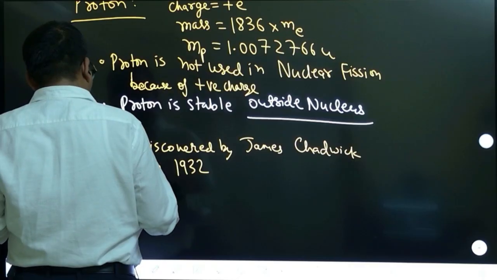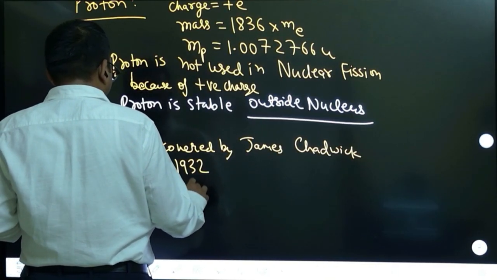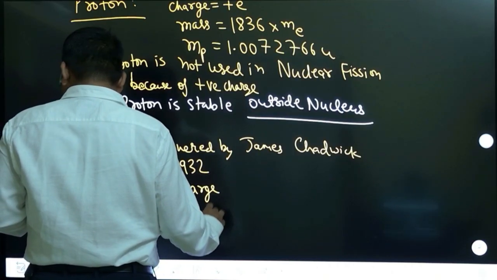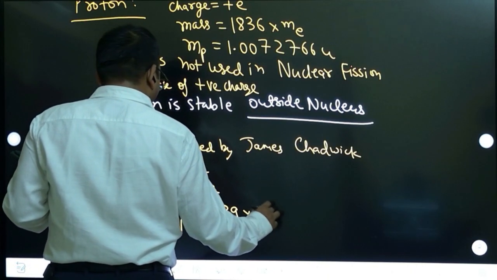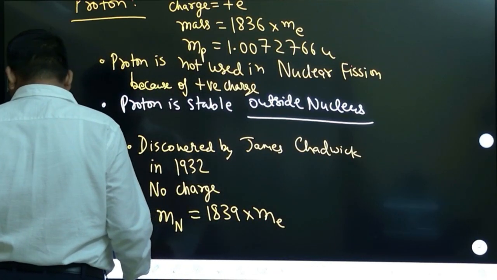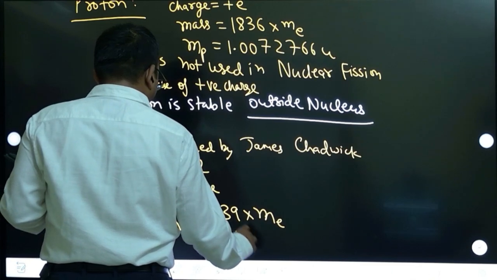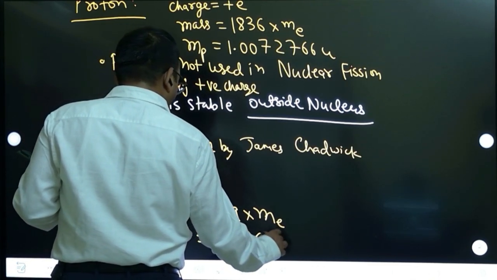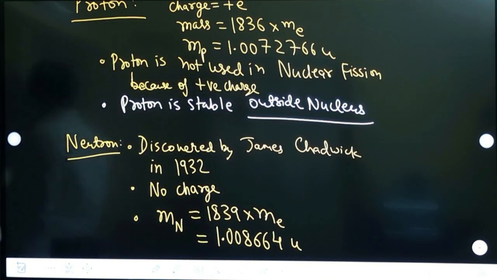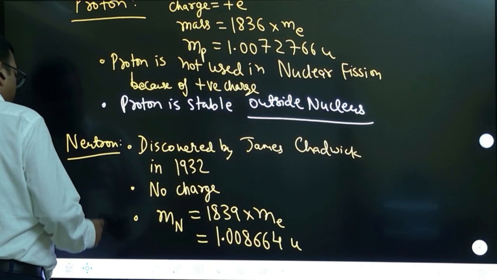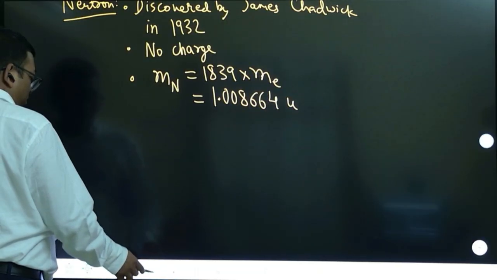And of course, there is no charge. It is neutral. Neutron is neutral. Mass of neutron is nearly 1839 times mass of electron. So mass of neutron in atomic mass unit is 1.008664 unit. That's what we should know. All these are theory, but these are very nice theory. We have to remember that. Otherwise, if you don't know these points, then what do we know about nucleus chapter?